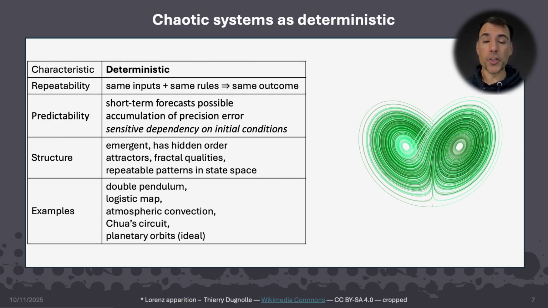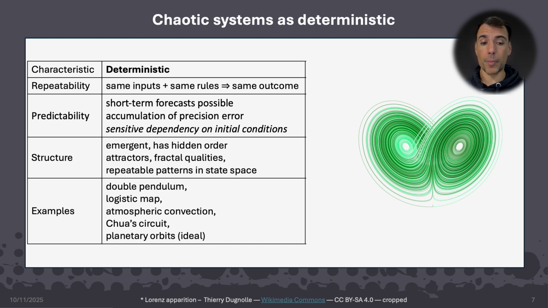Chaotic systems have interesting properties. For instance, repeatability. Given the same input, with the same rules for different runs of the system, you always get the same outcome. If you reset the system exactly the same way, it does the same thing over and over again. Also, short-term predictions are possible. However, over time, tiny differences will blow up. This is because of the gradual accumulation of precision error over time, and also because of the property of sensitive dependency on initial conditions.